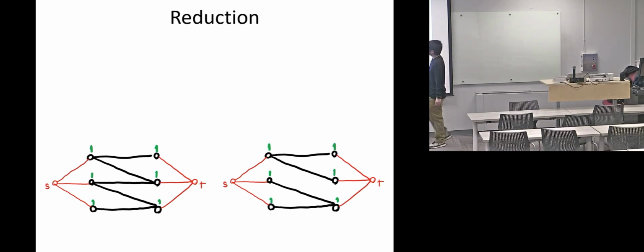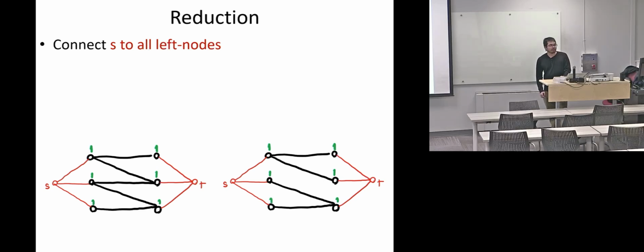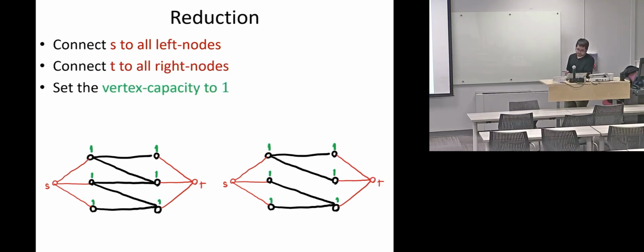Okay. And then we compute max flow in this graph. Would this be different than just setting every edge capacity to 1? That would be fine too. I can set the capacity of an edge to 1 too. Okay. Set vertex capacity to 1 and compute integral max flow.